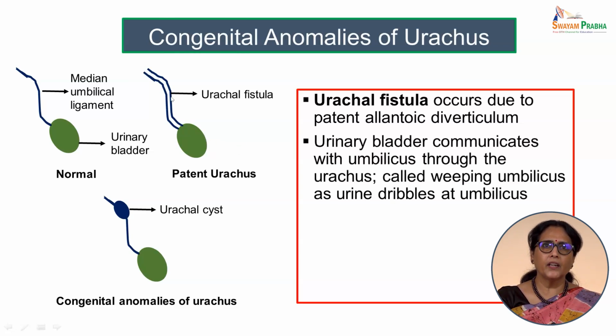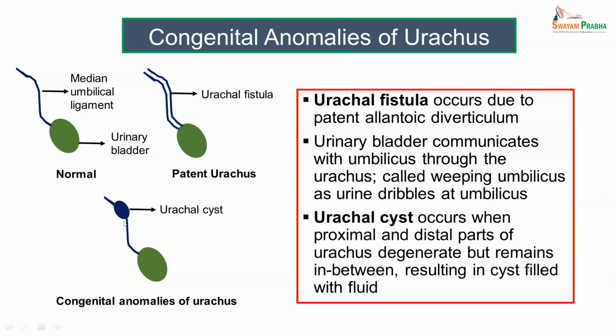Because the urachal fistula is connected to urinary bladder, urine dribbles through this urachal fistula at the umbilicus. This is the term used for weeping umbilicus. That is, a watery secretion which is actually urine dribbling at the umbilicus is called weeping umbilicus.